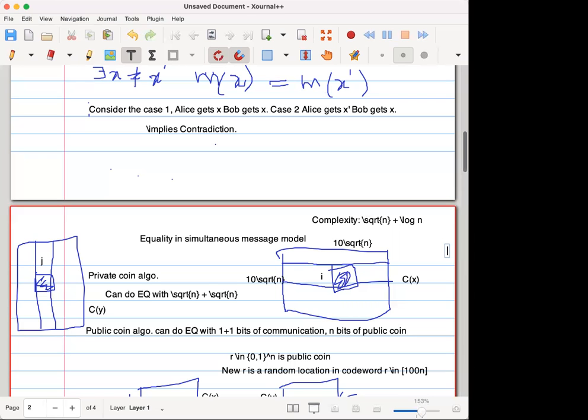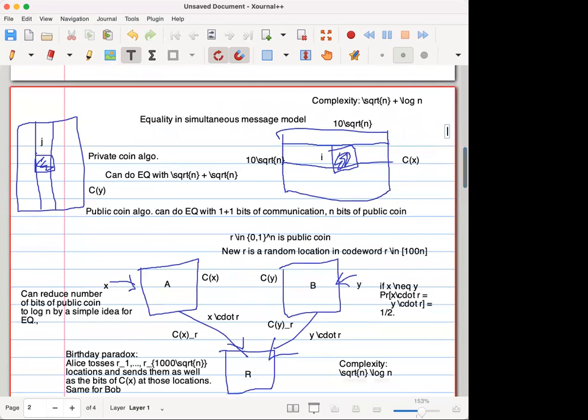So the failure probability is 0.99, but then you can drive it down the same way, by repeating it a constant number of times. That just blows up all the message complexities by a constant, but it still remains a private coin protocol and justifies the statement that equality can be done in square root n plus log n. Is this clear?